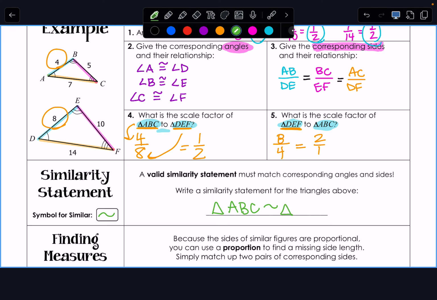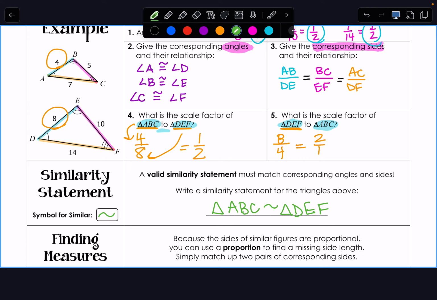But we can't just pick random letters. It has to be in the right order. So what letter did we say is in the same spot as A? A is in the same spot as D. Okay, we're going to try this again. B is in the same spot as E. And C is in the same spot as F.